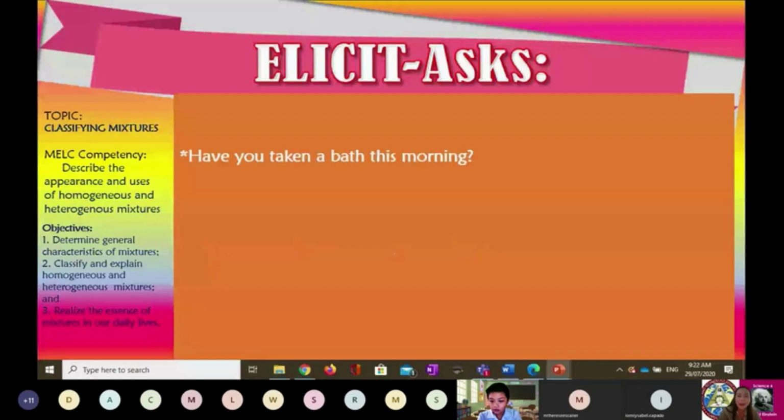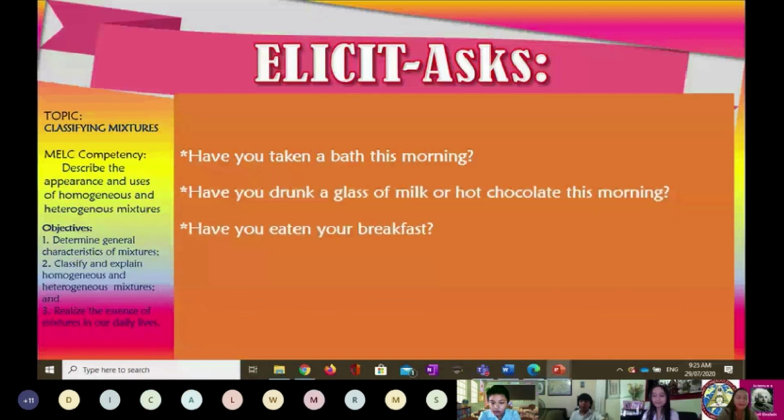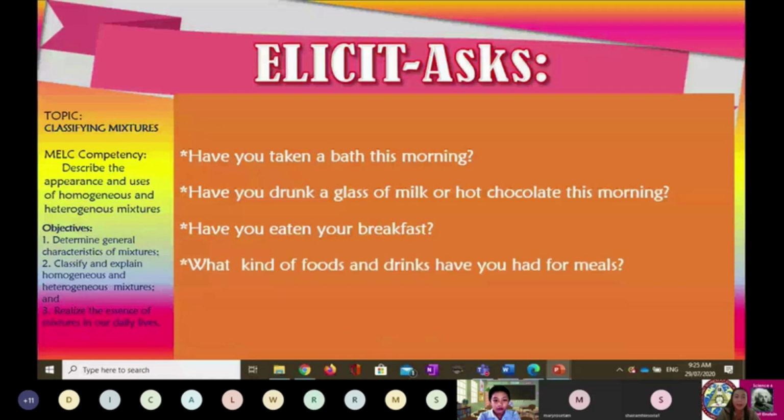Have you taken a bath this morning? What I have used in taking a bath this morning is Safeguard and shampoo. Have you eaten your breakfast? Of course. Yes, sir. My breakfast has bananas and rice and corned beef. Anyway, what kind of foods and drinks have you had for meals?